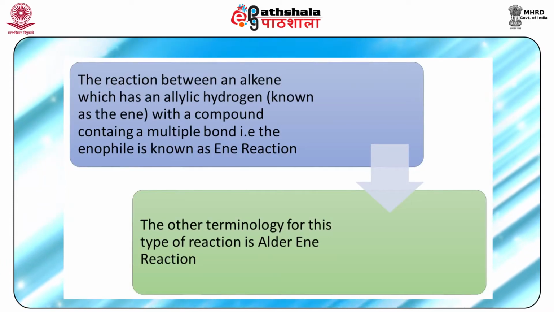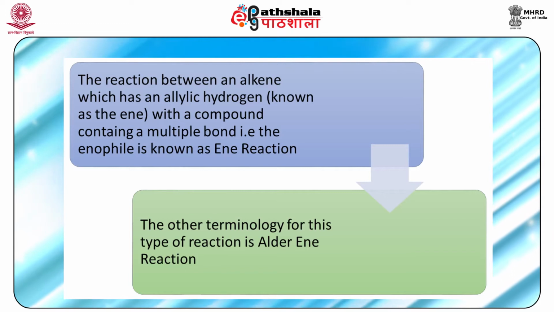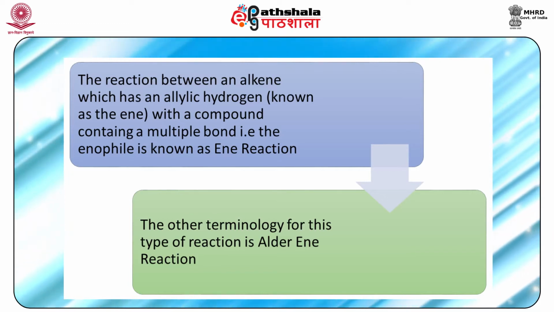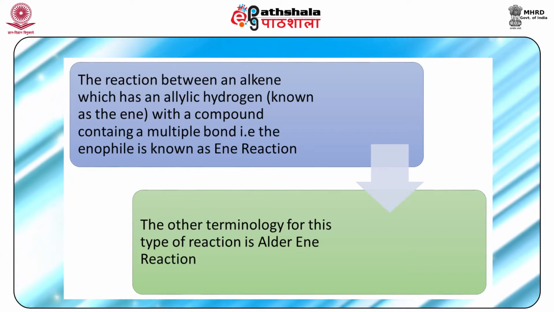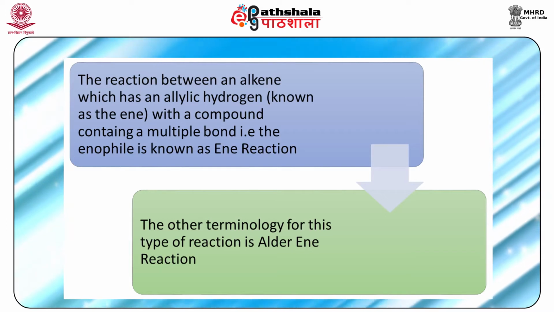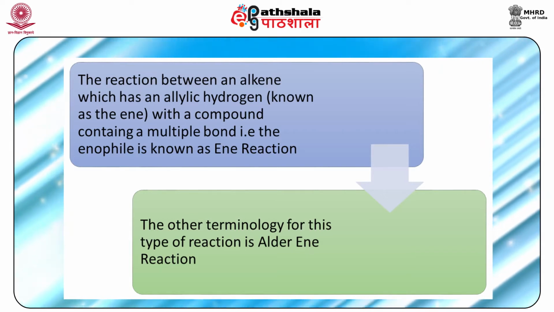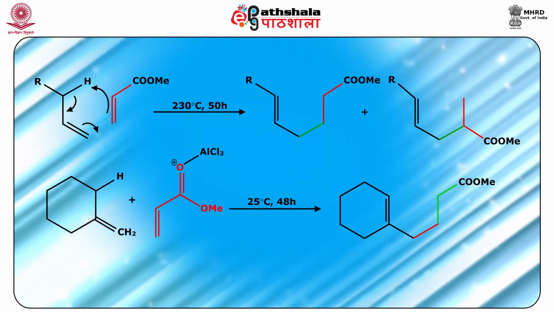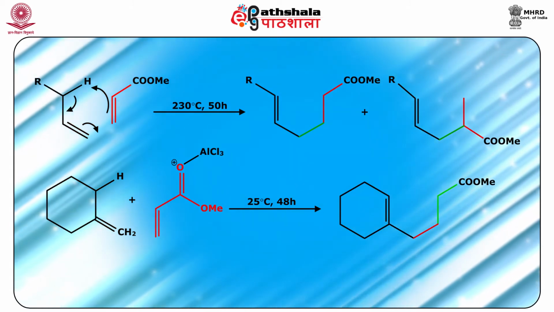The reaction between an alkene which has an allylic hydrogen, known as the ene, with a compound containing a multiple bond, that is the enophile, is known as the ene reaction. The other terminology for this type of reaction is Alder-ene reaction. The ene reaction was first recognized and systematically studied by Alder.